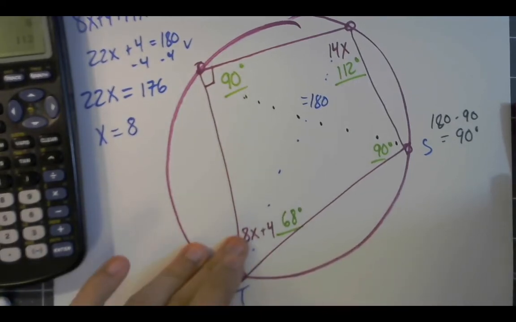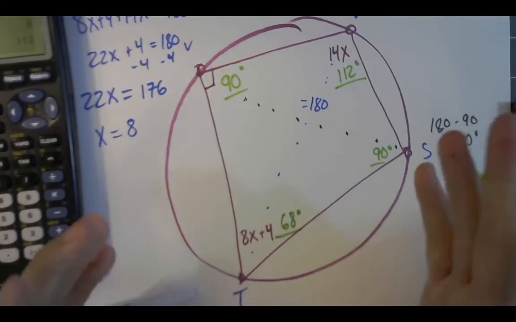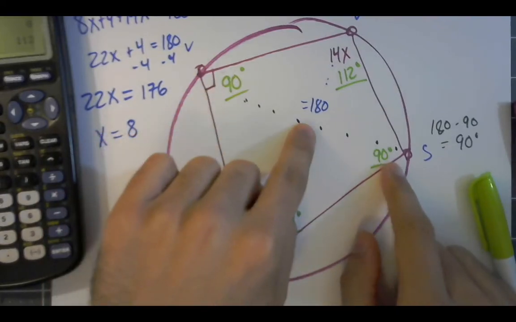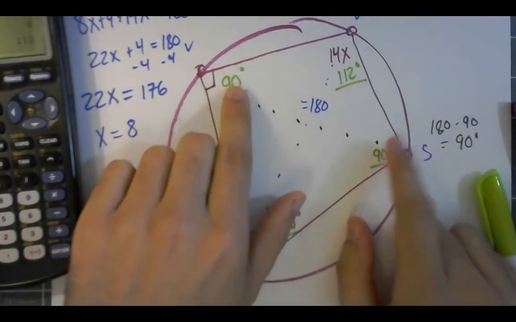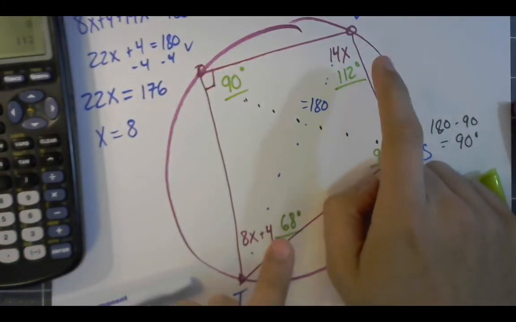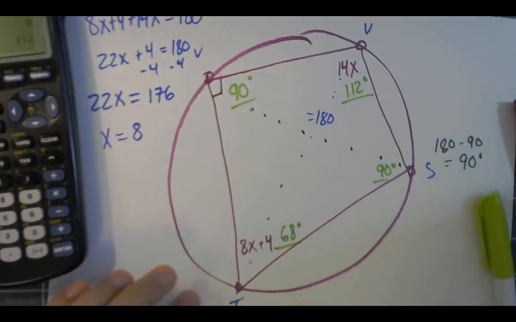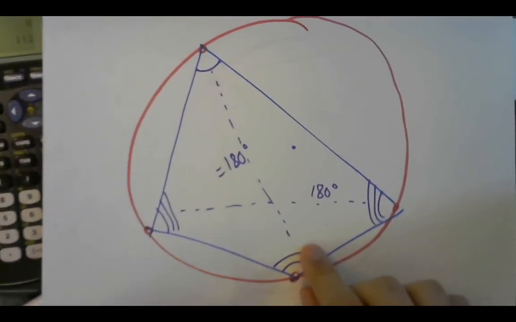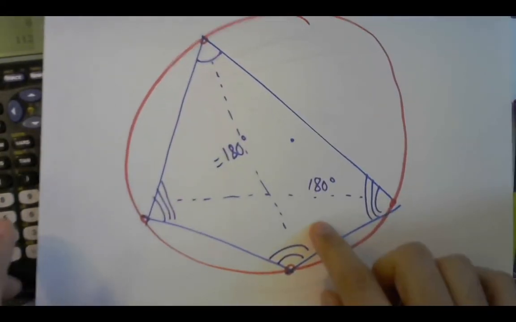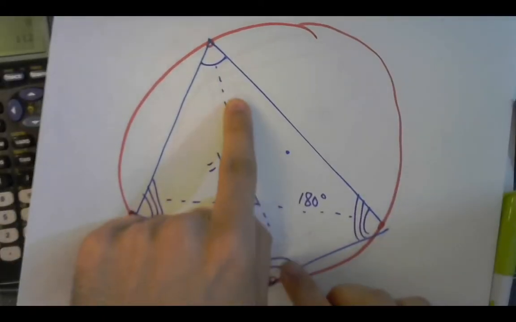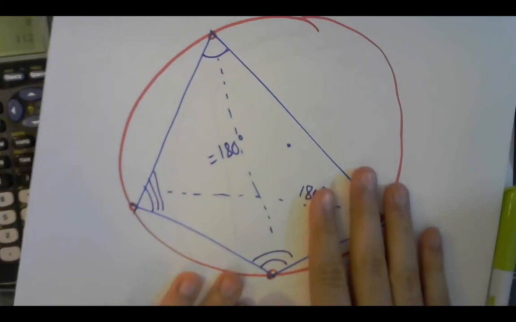Quick way to check all my work, I can add all these up, and I should get to 360. Once again, opposite sides add up to 180. We had a pair this time that were the same, that were both 90, but these were not the same, but they did add up to 180. Remember, any inscribed four-sided shape you could make. You could see this shape and this shape are very different. But still, it holds true to the property.